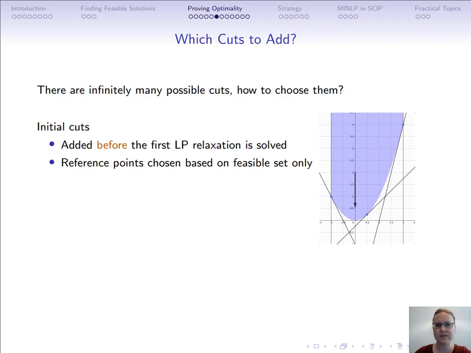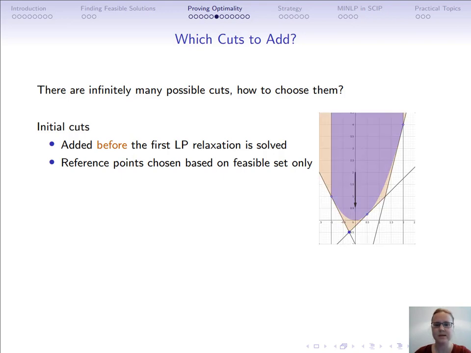The first type of cuts are initial cuts. These are the inequalities that initialize the LP before the first LP is solved. And because we have no solution yet, we can only use the feasible set. So you look at what functions we have, what bounds we have, and then one can choose the reference points based on that and build the cuts. And here in the example, we have 3 initial cuts.